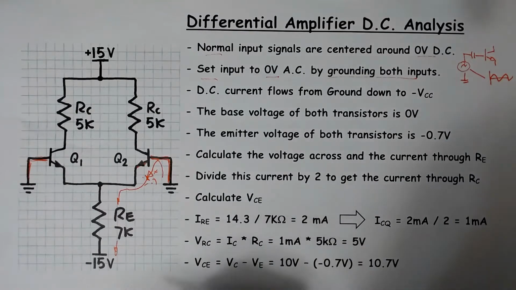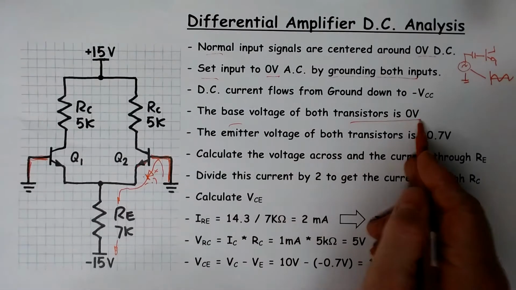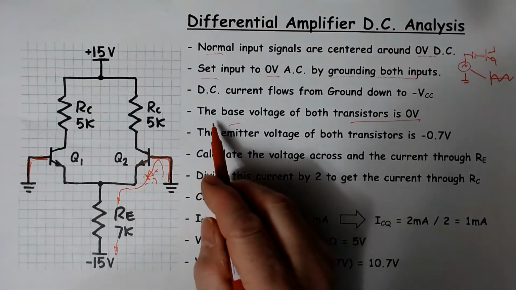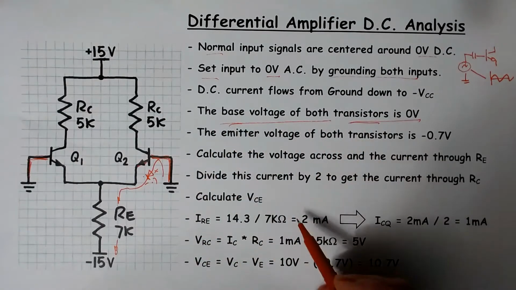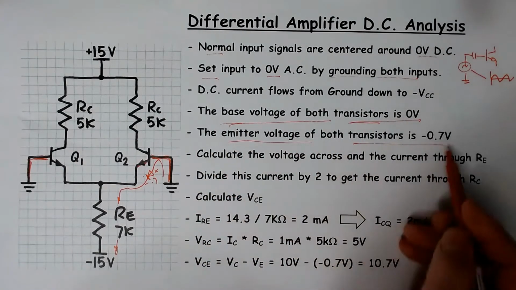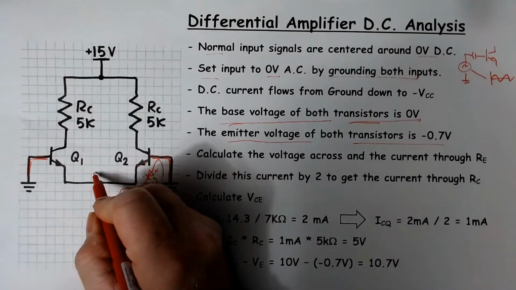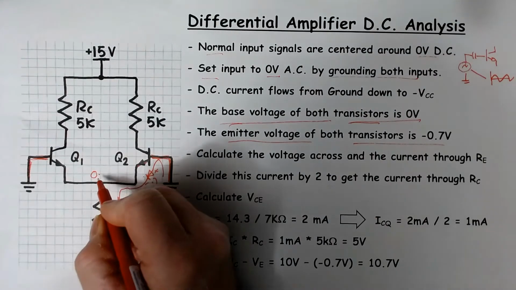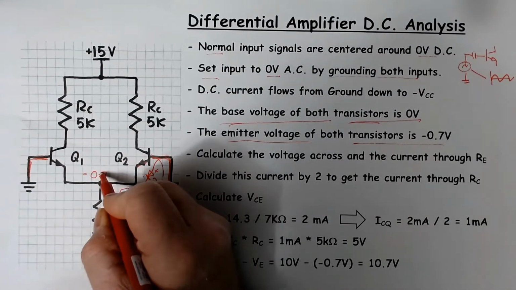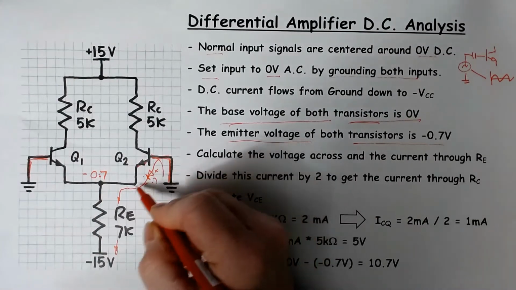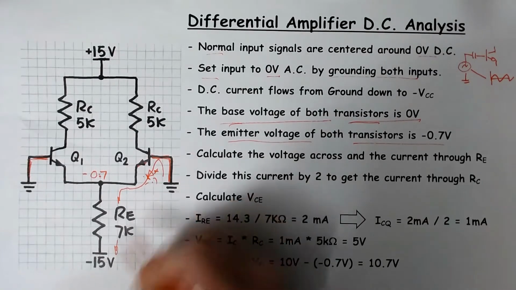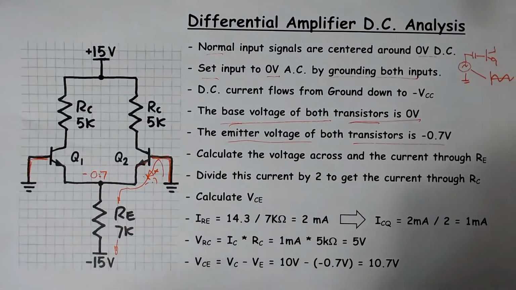What that means is that although the base voltage of both transistors is 0 volts, the emitter voltage of both of them is sitting at minus 0.7. So this point here is actually sitting at minus 0.7 volts. See, there's ground, current flows that way. The ground is at a higher potential than the emitters, so the emitters must be at minus 0.7.